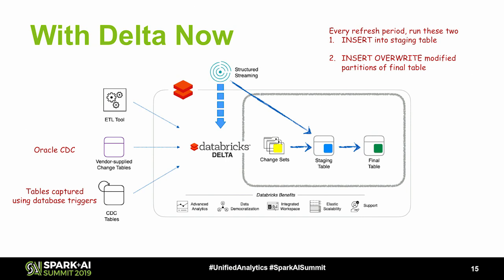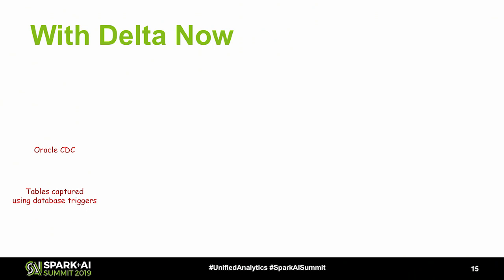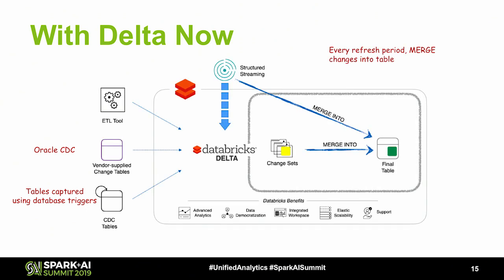So going back to our CDC over Delta architecture, we went from keeping 2 copies of the target table, staging and final, and having to partition it, and having to potentially run expensive SQL, to just 1 copy and 1 merge into to do CDC.